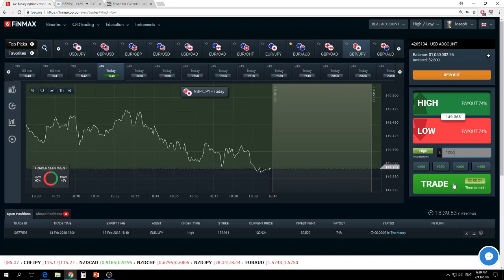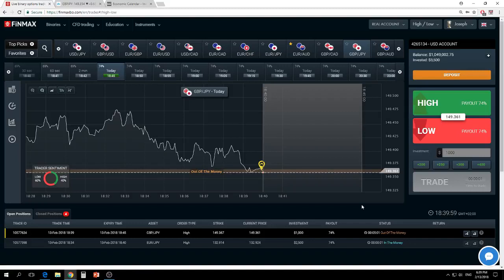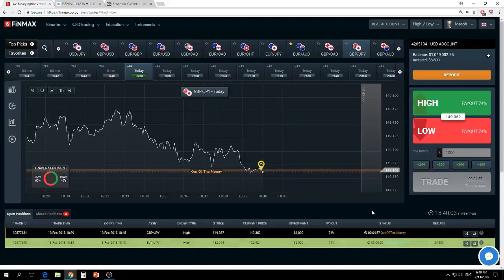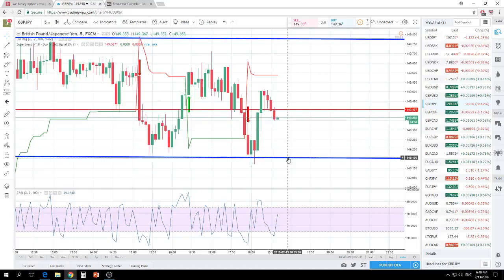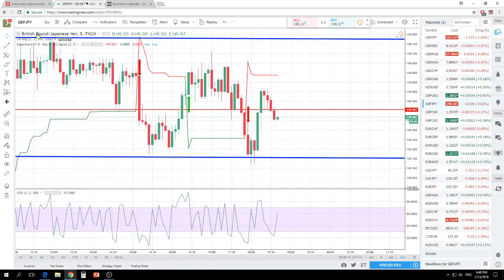Okay, just click on the trade button. Our trade was executed, and our previous trade, the recovery trade on Euro JPY, finished in the money. It recovered our previous losses and brought some additional profit. Now I will explain why I said that our trade on GBP JPY would be dangerous.